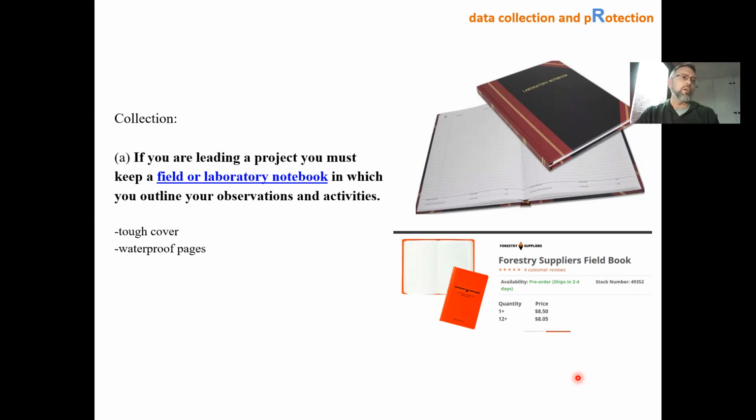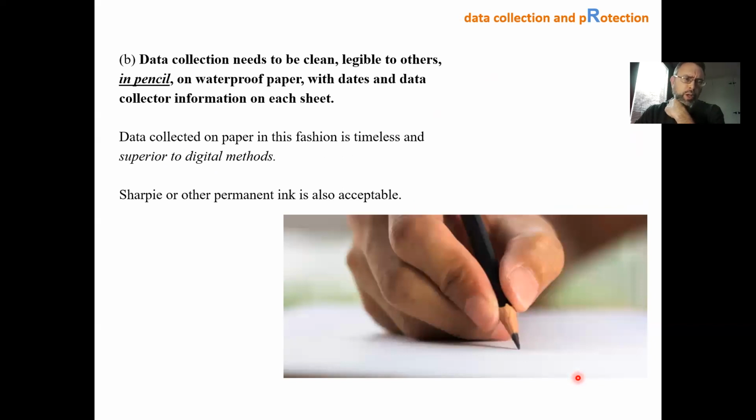It's a good practice. And you may make observations that later become very important, especially if you're doing field work. If you're an ecology type, you might make observations in the field. But even if you're in the lab, you might make some observations about practice or things that are happening that become crucial later. So this is a really important thing for you to start as a habit and just never break. Keep doing it. Data should be collected, and the notes should be clean and legible to others, written in pencil on waterproof paper with dates and data collector information there. So we know who collected the data, how they collected them, and what's going on.